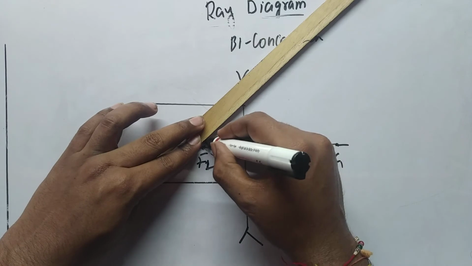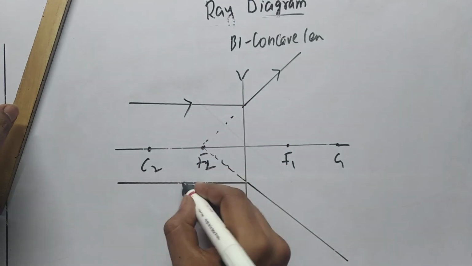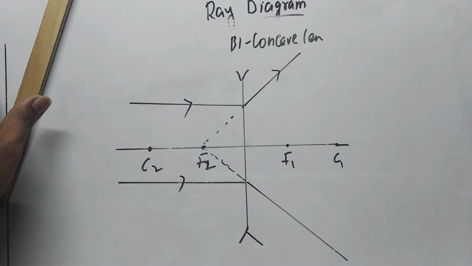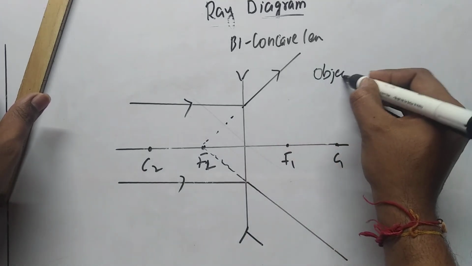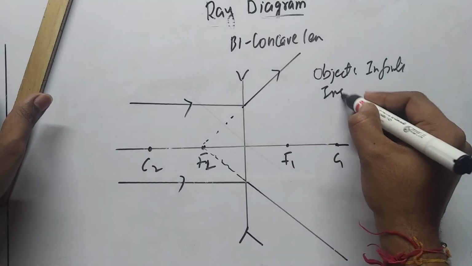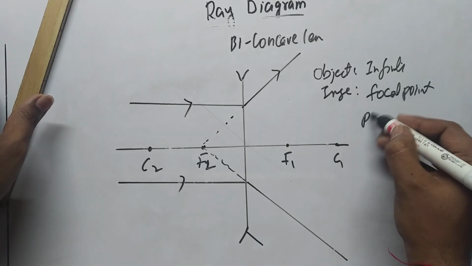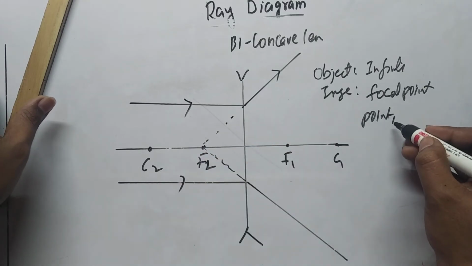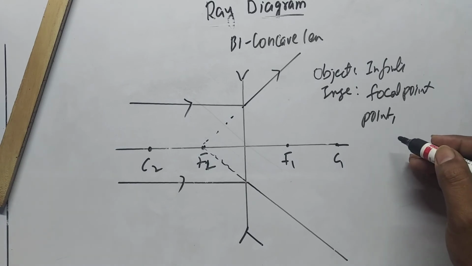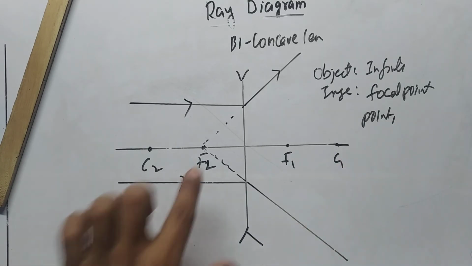Yesterday in the previous class, I explained this. Whenever a ray is parallel to the principal axis in the biconcave lens, it gets diverged and seems to be coming from the focus. So it means that when the object is at infinity, we get the image at the focal point. We are getting a point-size image. The image we get here will be virtual, right? So in this case, we get a virtual, point-size image at the focus point.